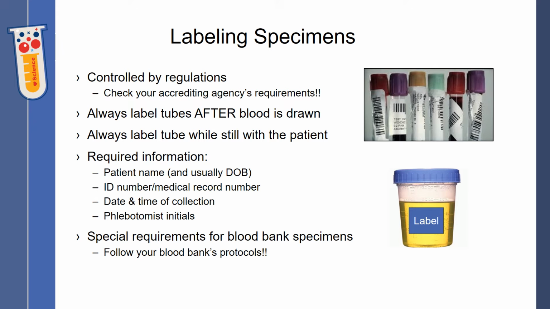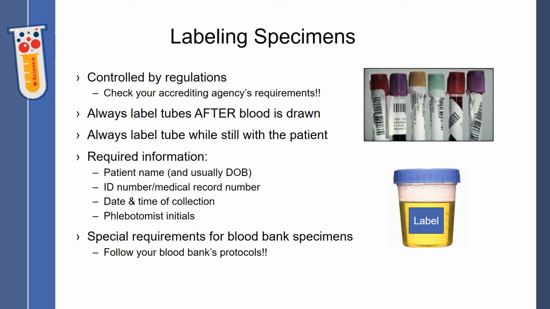Required information for labels includes, at a minimum, patient name. Usually the date of birth is included. They need an ID number or a medical record number, the date and time of collection, and the phlebotomist's initials, or whoever drew or collected the specimen needs to initial it. So just a note, there are special requirements for blood bank labels. So whatever your blood bank's protocols are, you should follow them. And I can promise you that your specimen will be rejected if you don't follow them. So make sure that you know what they are and that you always follow those protocols.